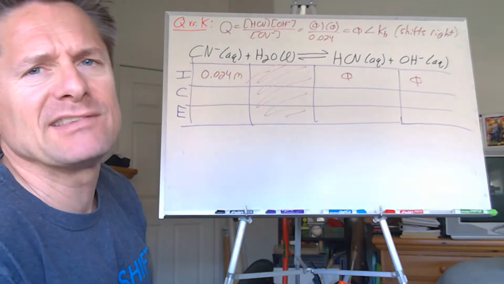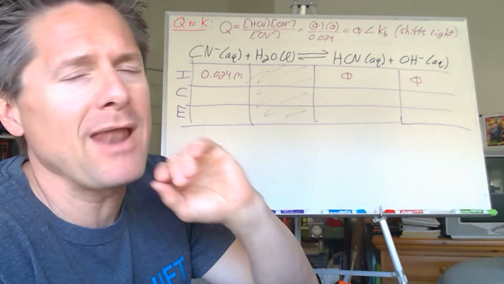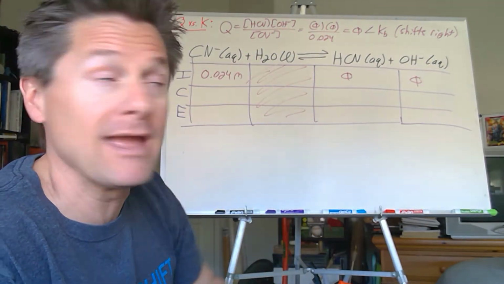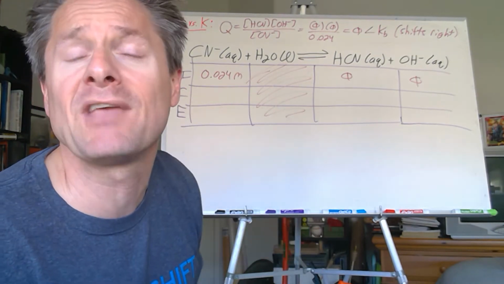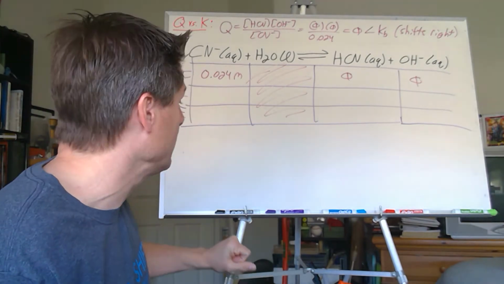So step 1's kind of a simple little one on an exam. You can do step 1 in a couple seconds. Just go, hey, there's no products, it's going to shift to the right, or Q of 0 is less than K, shift right, boom, done. Move on to the ice table. And the ice table you can do in a couple seconds as well. These seem like daunting problems, but man, you can really fly through these.